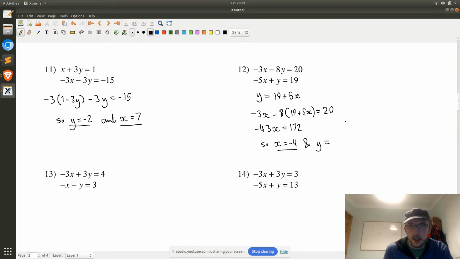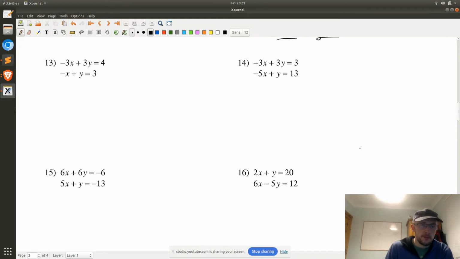And y is minus 1. Well, y is x plus 3, huh? Okay, and 9 is 4, so that's an absurdity. I think we can see that this can't be true. Parallel lines.